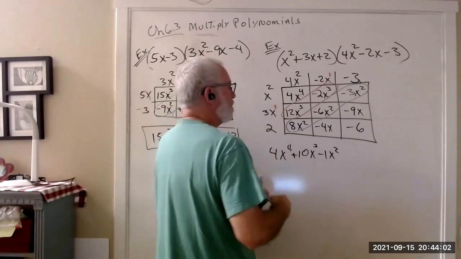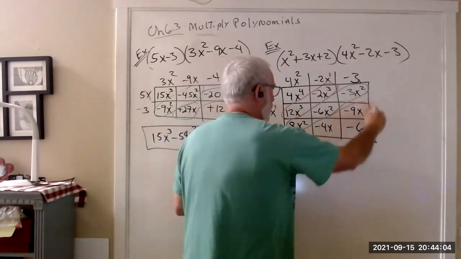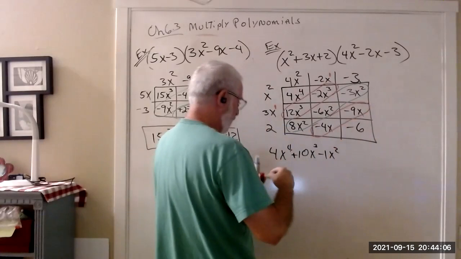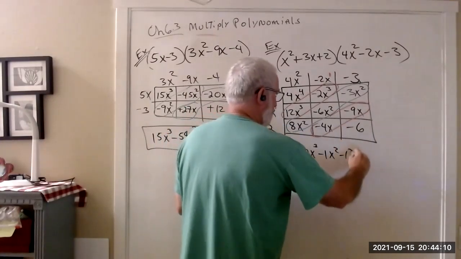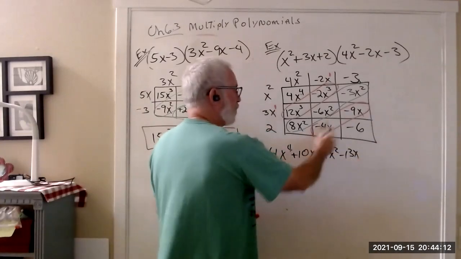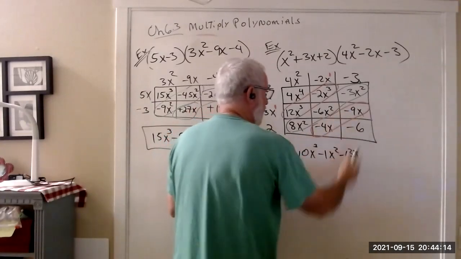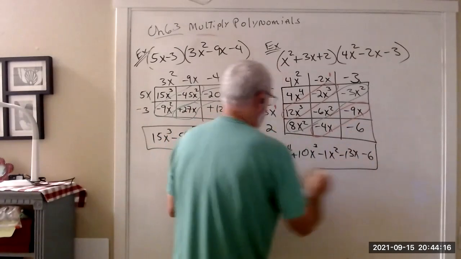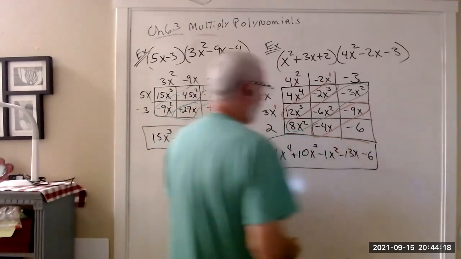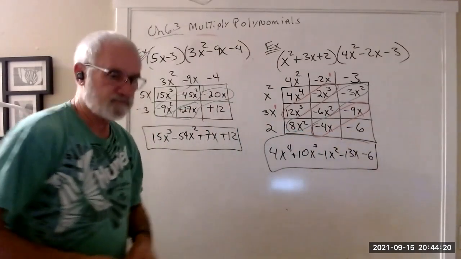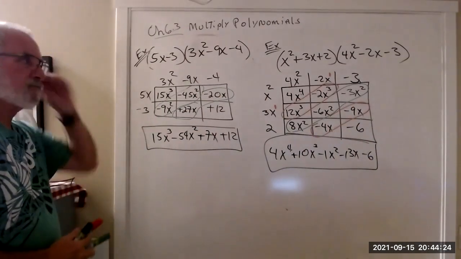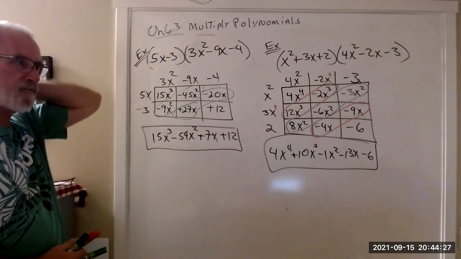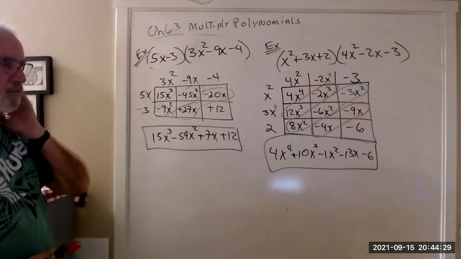Okay. My x's are right here. Minus 4x minus 9x is minus 13x. And the minus 6 comes down. And that's my final answer. Okay, questions?